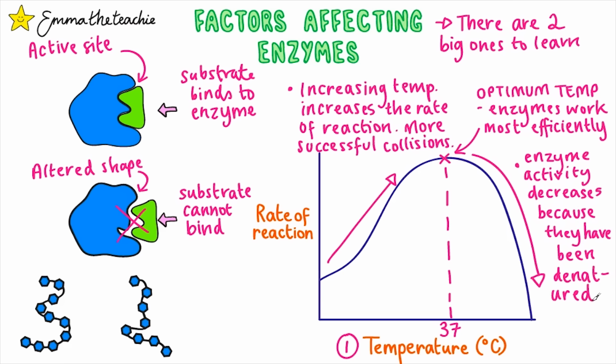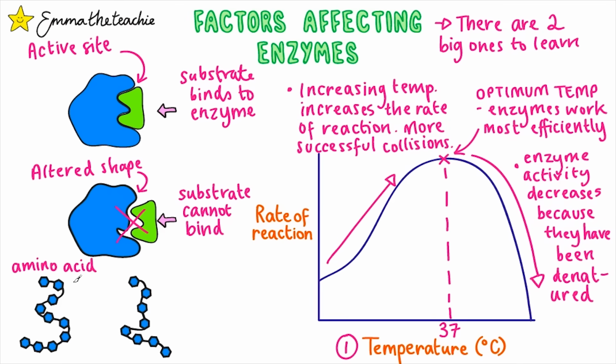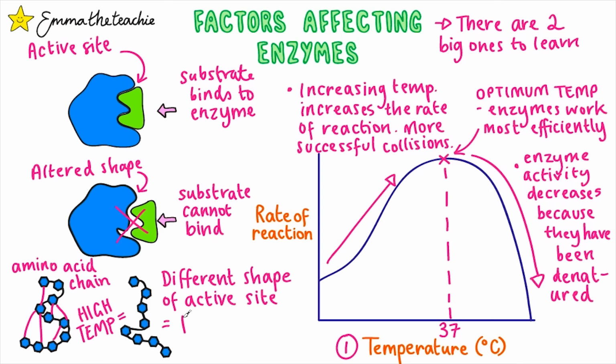Let's take a moment to see what this word means. Hopefully you recall from the lock and key theory video that enzymes are made from chains of amino acids that have been folded to give them their specific shape. This structure is actually held together by weak forces between the amino acids. High temperatures can break these forces, causing the amino acid chains to change shape. This alters the shape of the active site, which we call denatured.